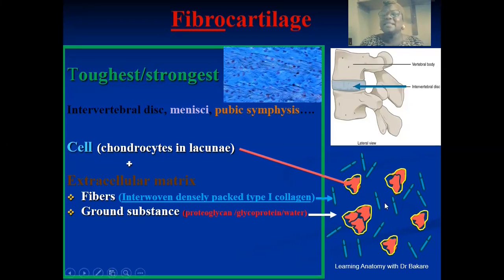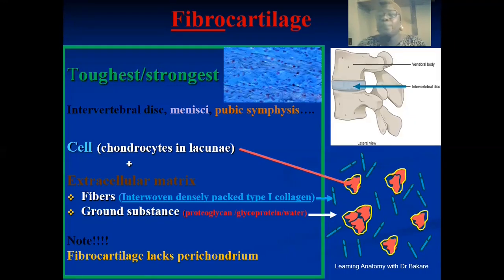And if you look at this presentation here and try to relate it to the histological section of the fibrocartilage up here, you see that you have high deposits of interwoven type 1 collagen fiber. And this is what gives this type of cartilage a tough and also strong appearance. It's also good for us to add that the fibrocartilage lacks perichondrium.